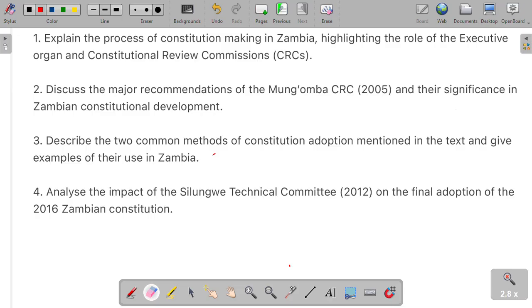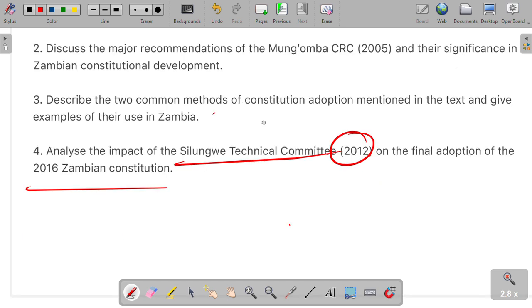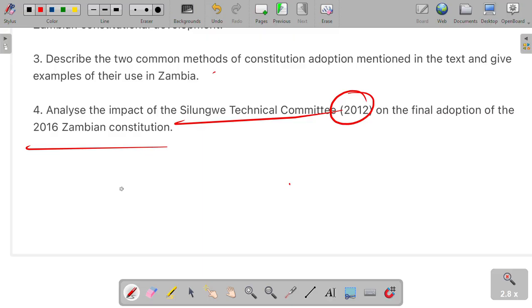Okay, and our last question: analyze the impact of the Silungwe Technical Committee of 2012 on the final adoption of the 2026 Constitution. Right. So what do you do here? Number 1, make sure that you explain the committee's task.